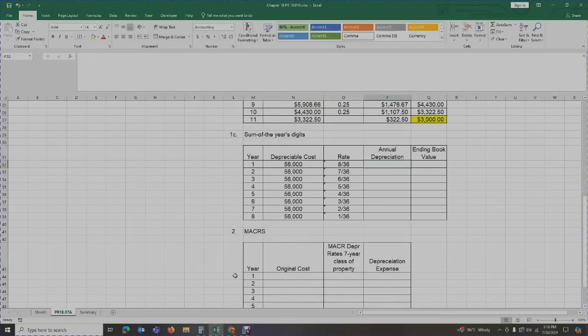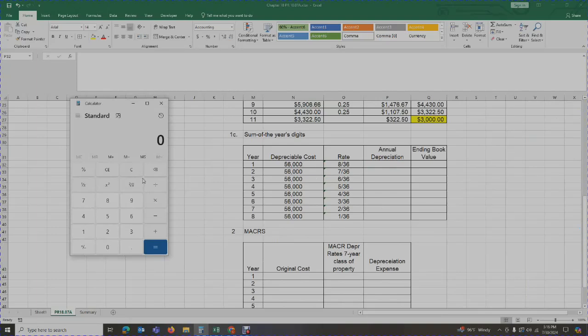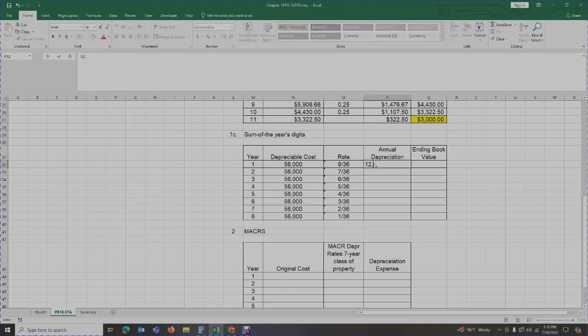Okay, so now that the item has been fixed, we can go ahead and proceed. We've got the 56,000 times 8 divided by 36. That will give me 12,444.44. Okay, that's going to be my annual depreciation for year number 1.